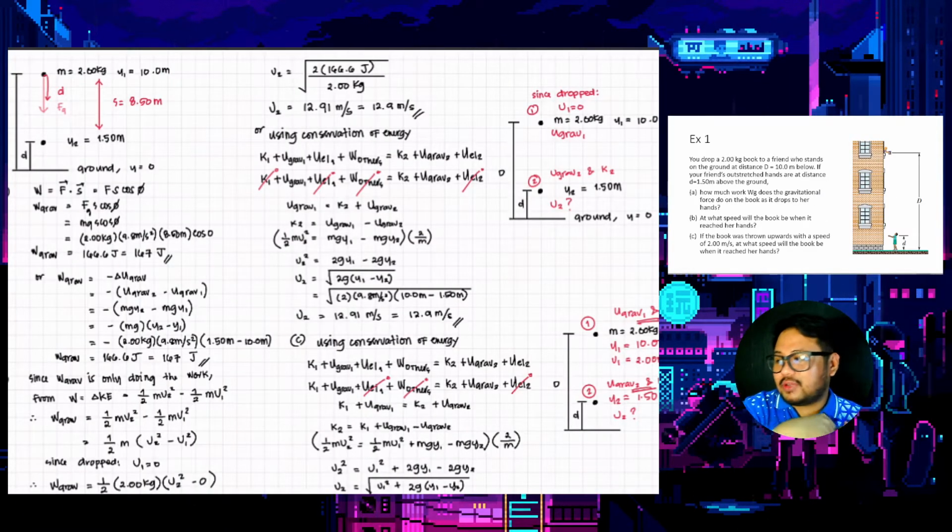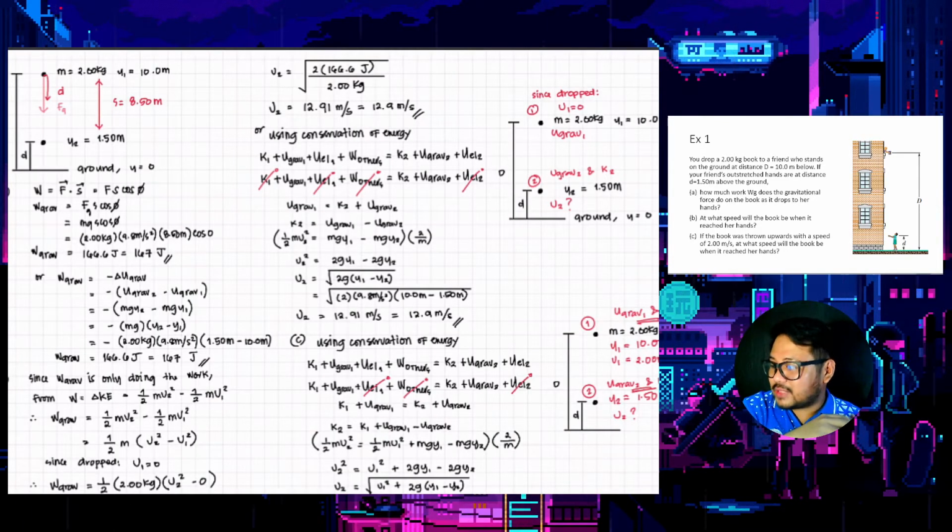You drop a 2 kilogram book to a friend who stands on the ground at a distance d that's 10 meters below. If your friend's outstretched arms are at a distance 1.50 meters above the ground, as illustrated, A. how much work is done by the gravitational force on the book as it drops to her hands? B. At what speed will the book be when it reaches her hands? And C. If the book is thrown upwards with a speed of 2 meters per second, at what speed will the book be when it reaches her hands?